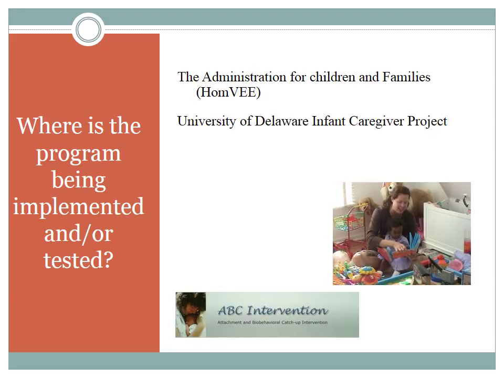Where is the program being implemented and or tested? When we did our research online, we came across the Administration for Children and Families. They have a program called the Home Visiting Evidence of Effectiveness. They do a review of different programs. The ABC review stated that the intervention is being implemented in Delaware, Hawaii, Kansas, Maryland, Minnesota, New York, North Carolina, Philadelphia, and the United Kingdom.